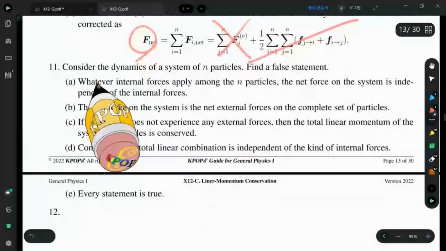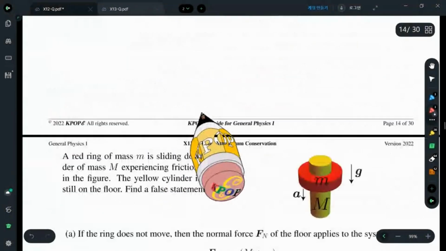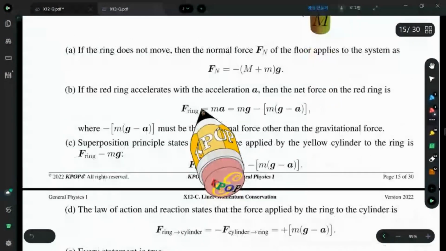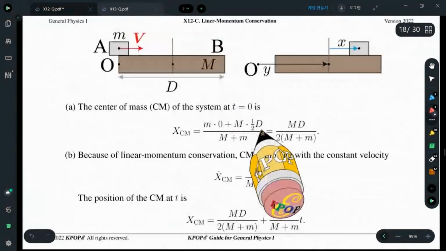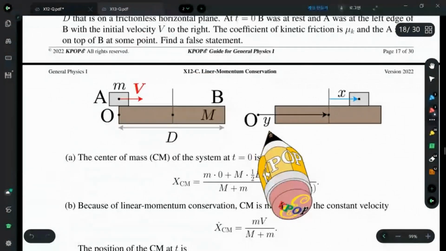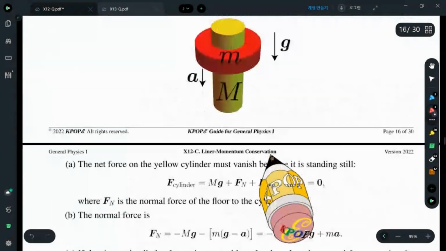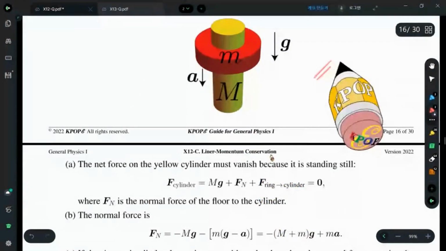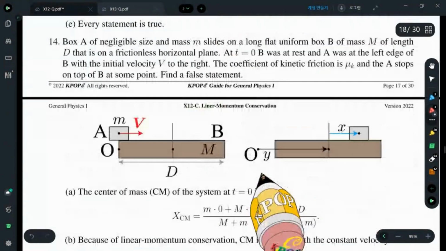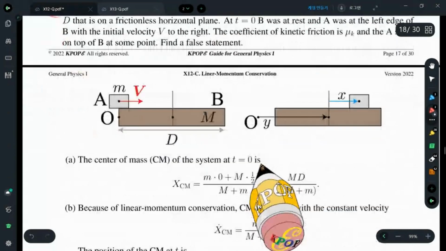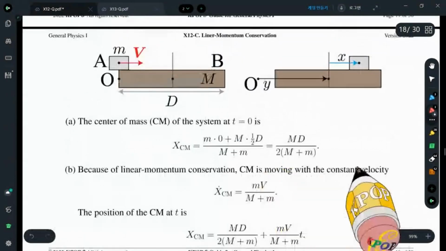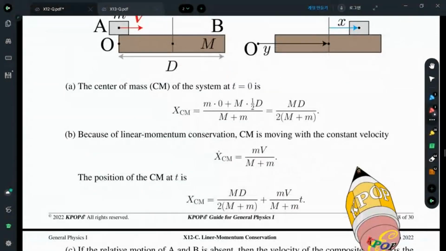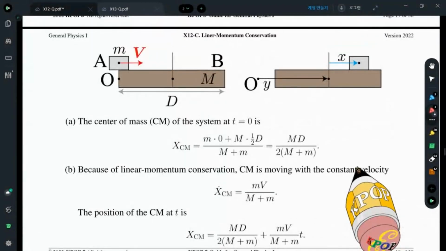So let's read the final problem. Oh, that is not a final. This is a very interesting problem. It is a rather simple problem, and problem 14 is a very interesting problem. We make use of the center of mass frame. Then this problem is solved quite easily.